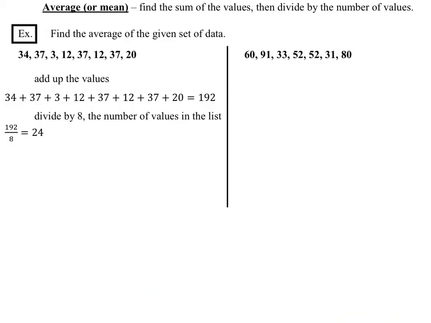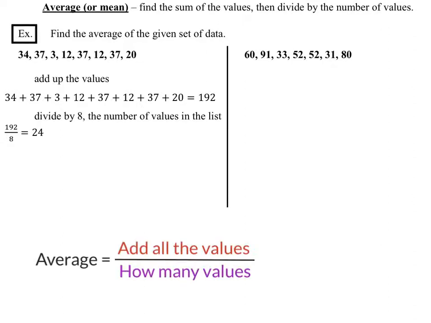Alright, next we're looking at averages, or mean. The average is finding the sum of the values and then dividing by the number of values. So this is generally how I show it, right? The average, you're going to add all the values, and you're going to divide it by however many values there are. So you can see in the example right here, they took all of these values, added them together, that's the 192, and then they divided it by 8 because there were 1, 2, 3, 4, 5, 6, 7, 8 different values. So you take the sum, divide it by how many there are, and that is the average.